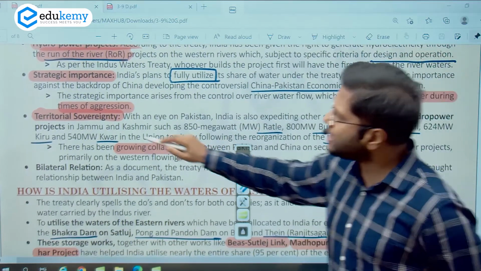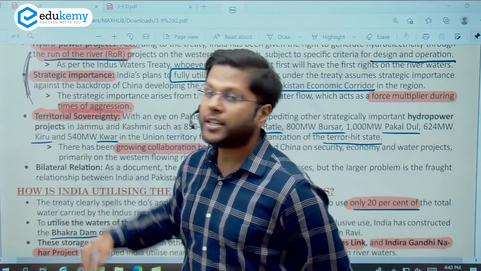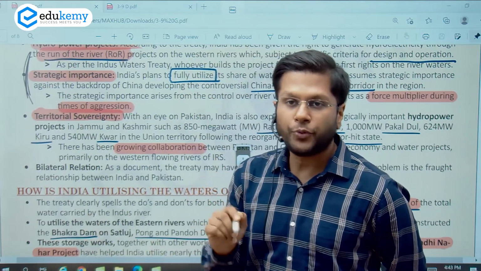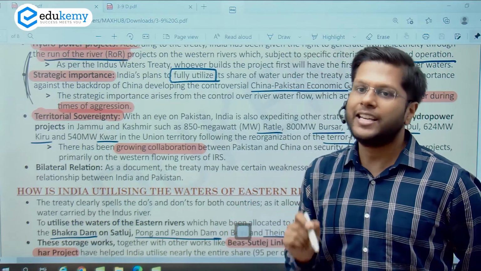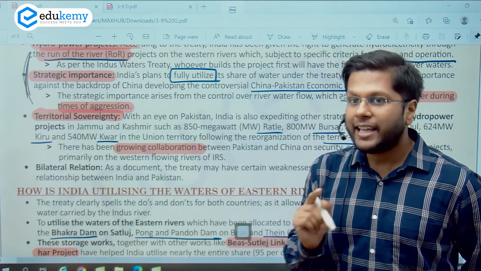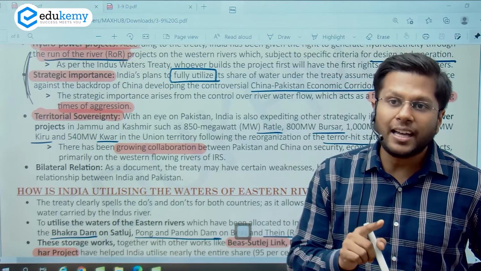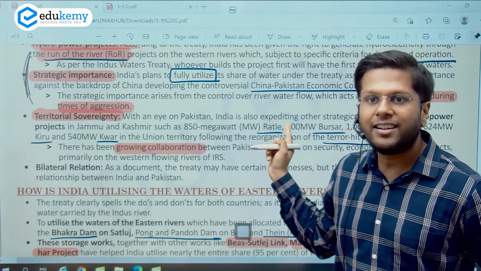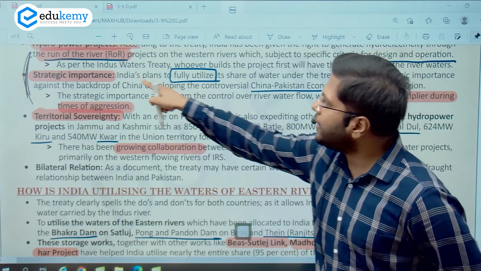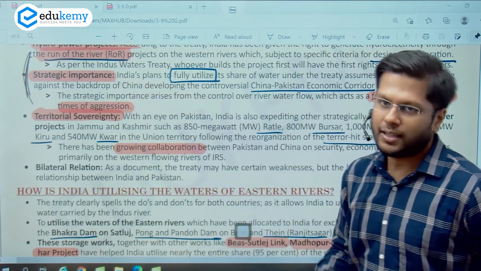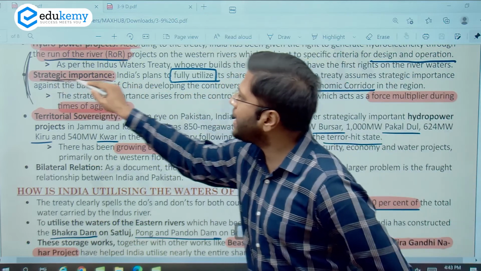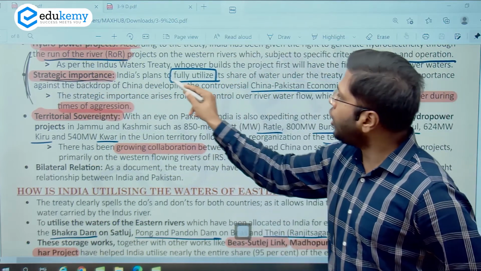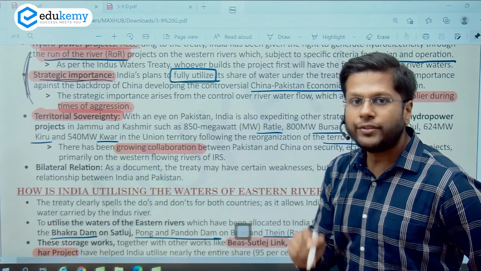Now, these projects are very important from the perspective of international relations in the region as well. Why? Because China is constructing its China-Pakistan Economic Corridor just close by, and therefore China keeps helping Pakistan with its energy requirements, right? And this is where, if China objects to India's developments, this is good for both countries, and therefore it is strategically very important for India to fully utilize the potential of HEP and of the water as well, right?